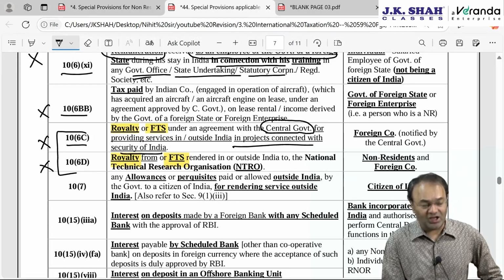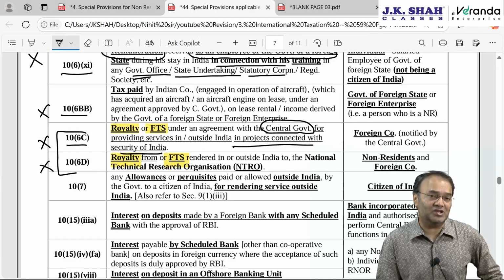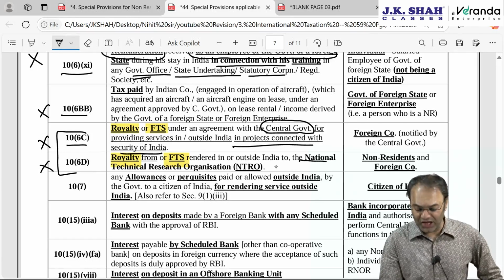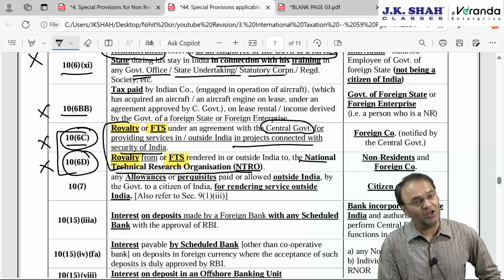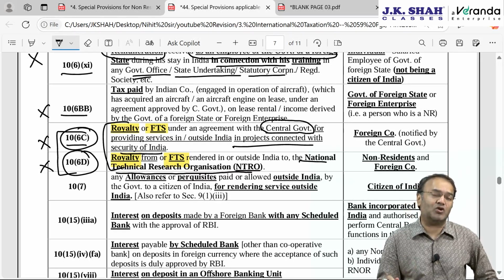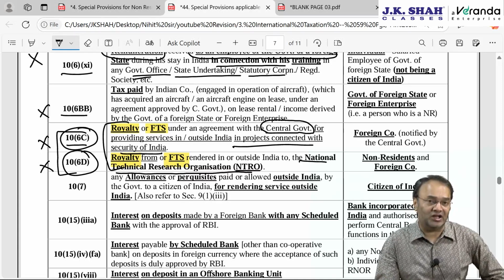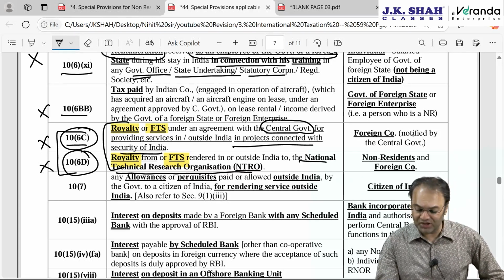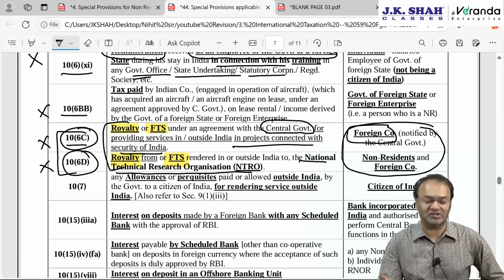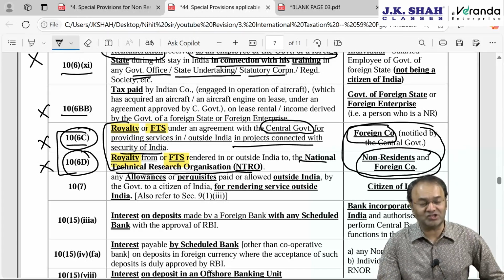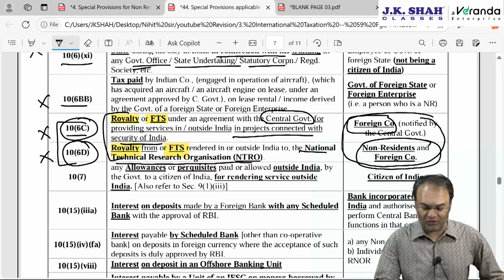And 10(6D) is again royalty or FTS received from NTRO, National Technical Research Organisation. In 10(6C) it is received from the central government and in 10(6D) it is received from the government organization NTRO. In both places the assessee should be a non-resident or a foreign company, but in 10(6C) it should be a foreign company only. Naturally it would be a foreign company only, no individual would be providing such services. Here also, though it says non-resident or foreign company, it should ideally be a foreign company.